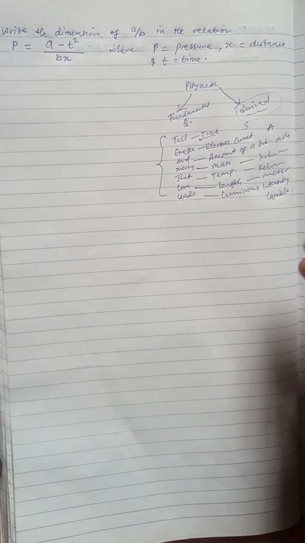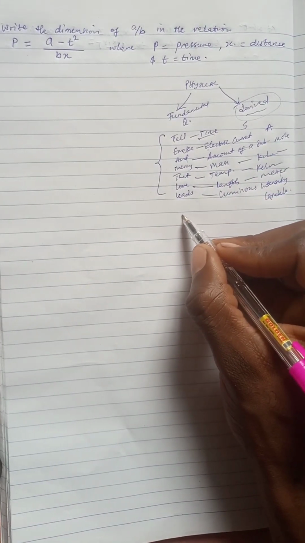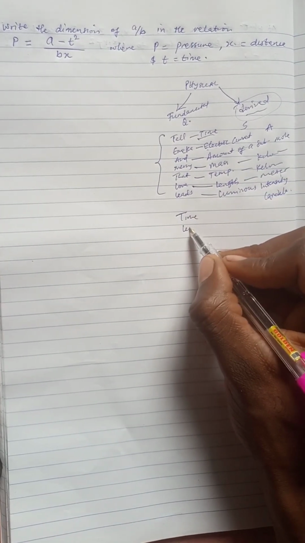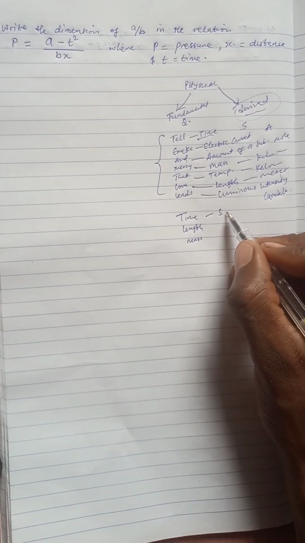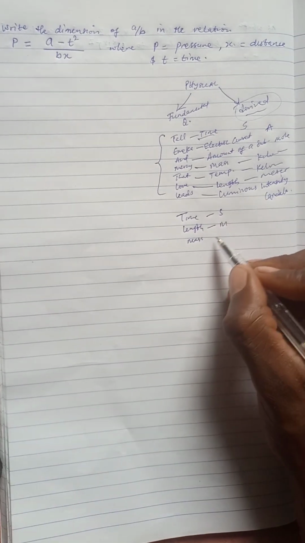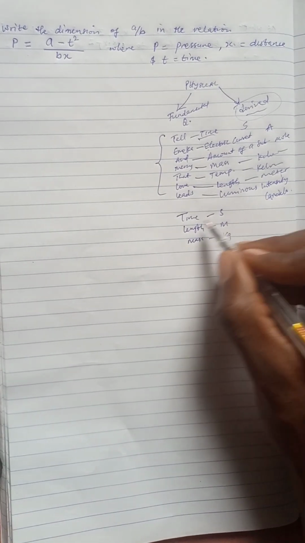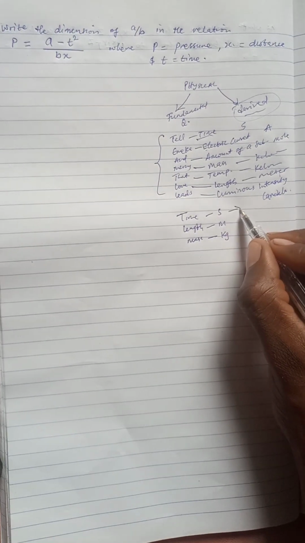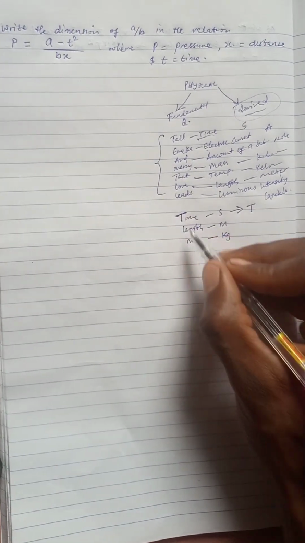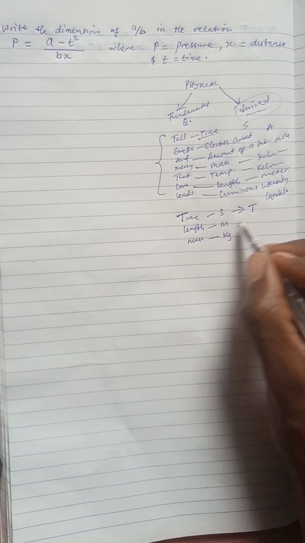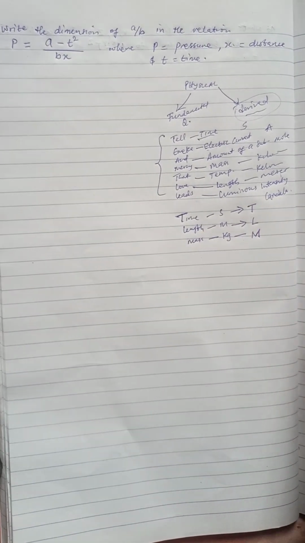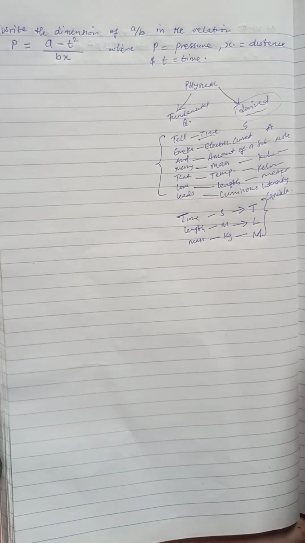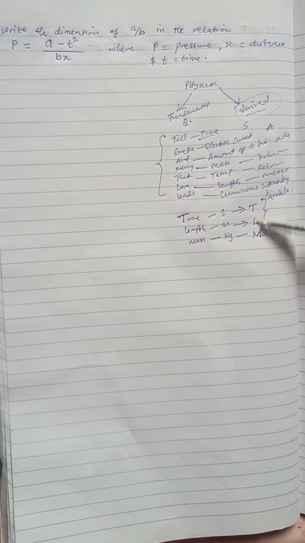So now we have 3 main fundamental quantities, okay? Which are time, length, and mass. The SI unit for time is seconds, for length is meters, and for mass is kilogram. The dimension for time is T, remember, time starts with T. The dimension for length is L, and the dimension for mass is M. We call these the 3 main fundamental quantities because every other thing depends solely on the 3.